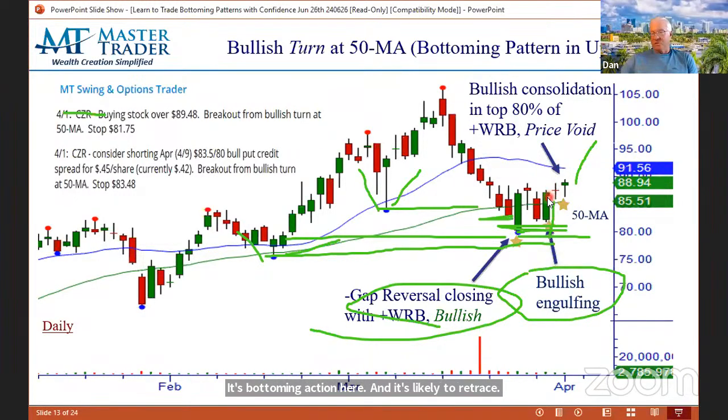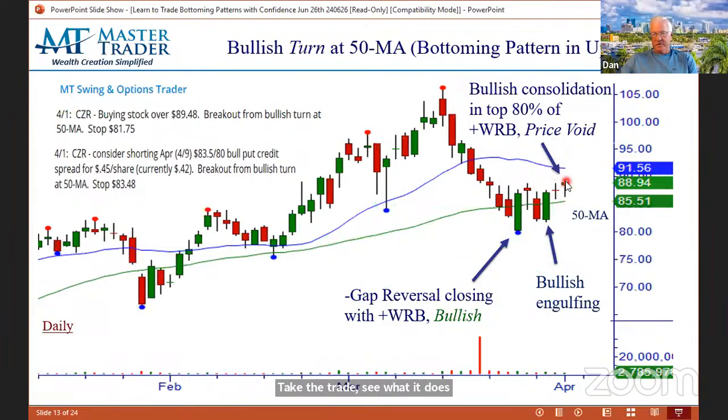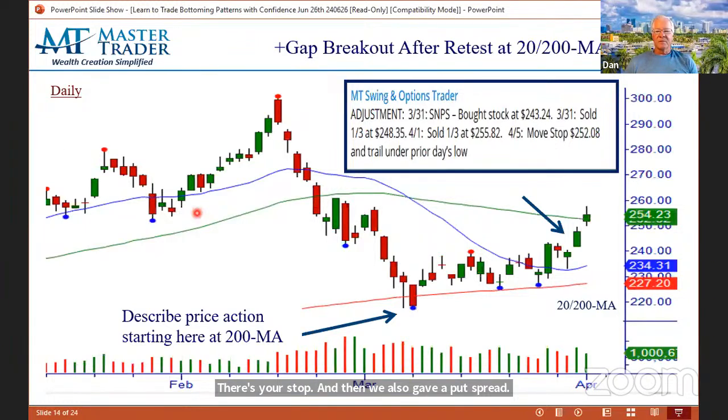So we gave two trades here. We said buy the stop over this bar's high and break out from a bullish turn at the 50. There's your stop. And then we also gave a put spread. So yeah, we could have stock and option trades on the same. Down a lot, rising 200, bobbling around. Where's my event? I got nothing in here, nothing of interest.